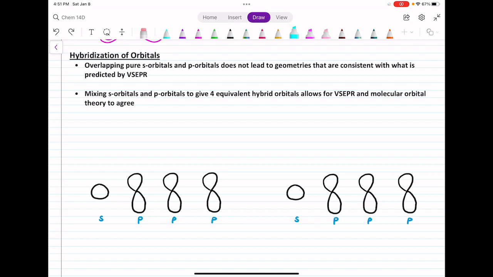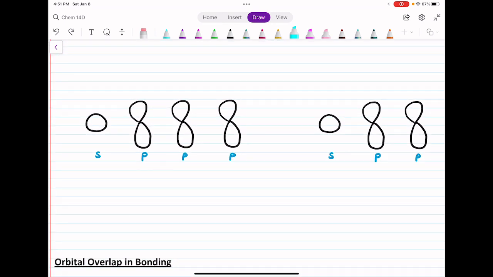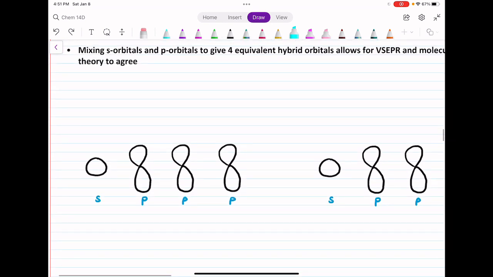The reason that we would hybridize orbitals is because we can really quickly see that the pure orbitals won't be consistent with the geometries of these molecules that we see. So let me give you a quick example of that. So let's take methane, CH4.